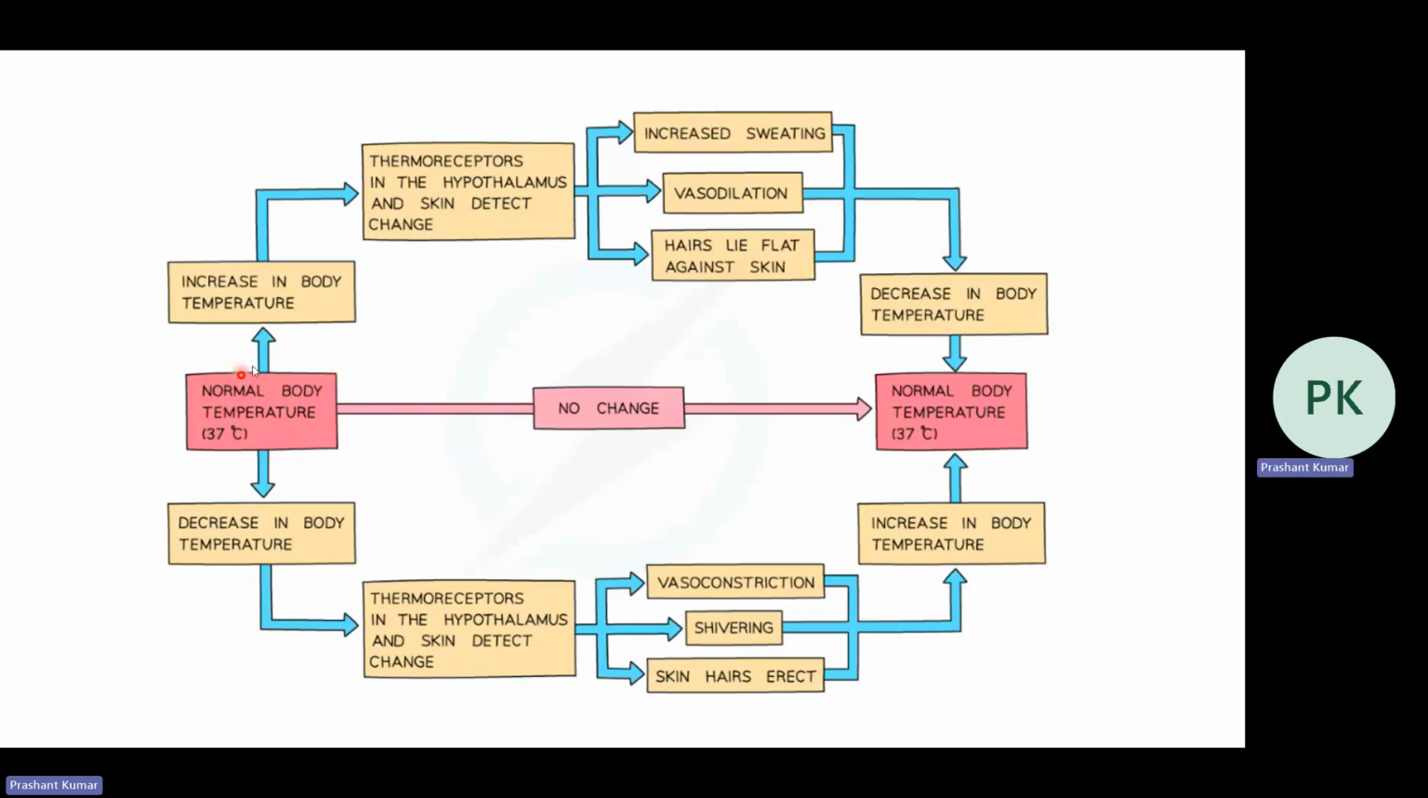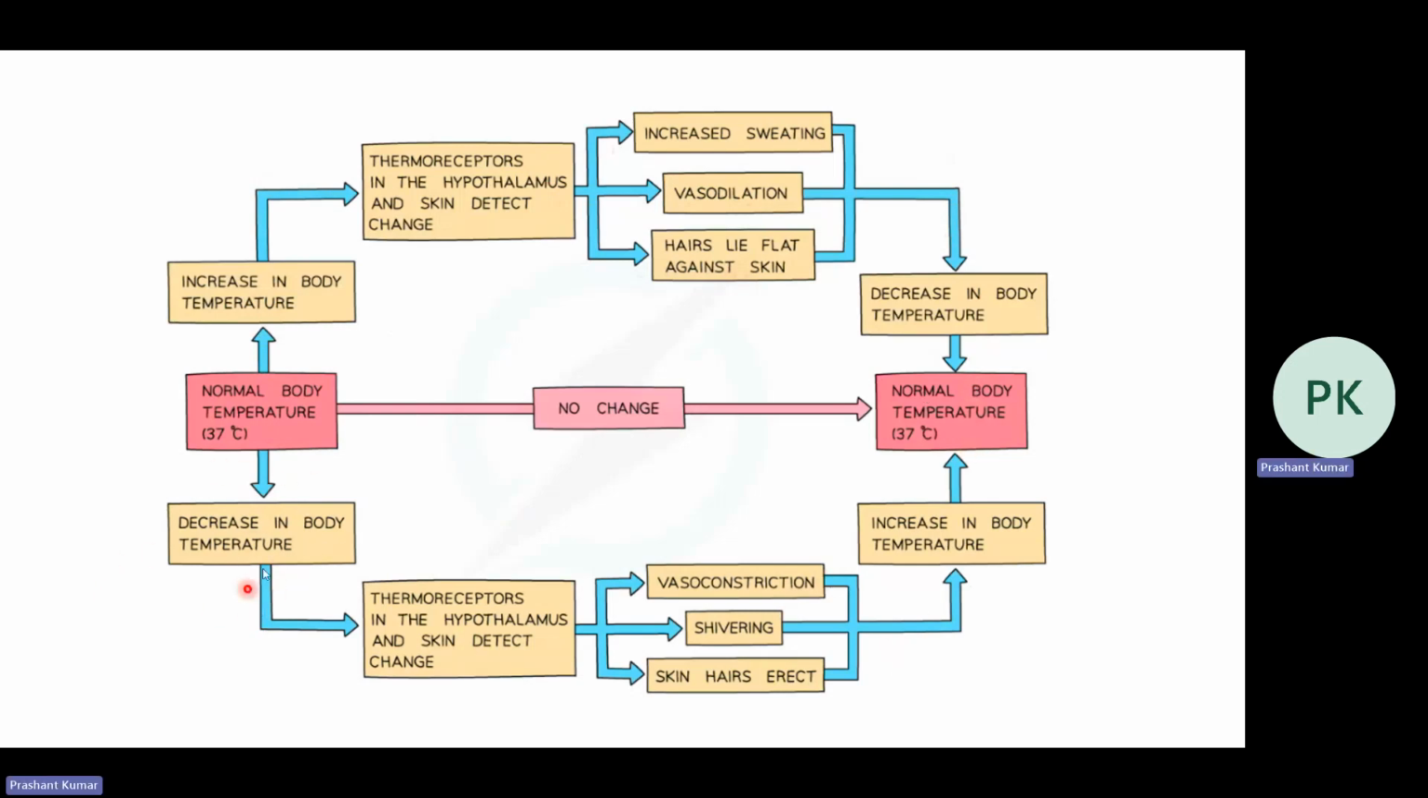Normal body temperature, that is 37, increase in body temperature. Let's see, temperature has increased. Thermoreceptors in the hypothalamus will detect the change in the temperature. Increased sweating. There will be vasodilation, and hair lies flat against the skin so that the body temperature will decrease and the normal temperature is achieved, right?